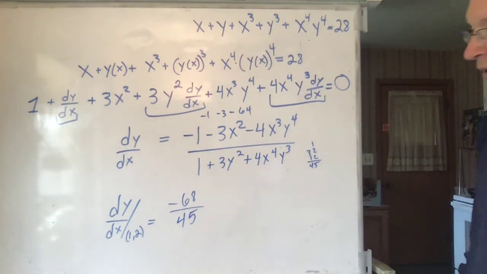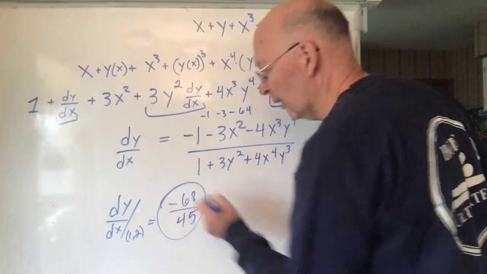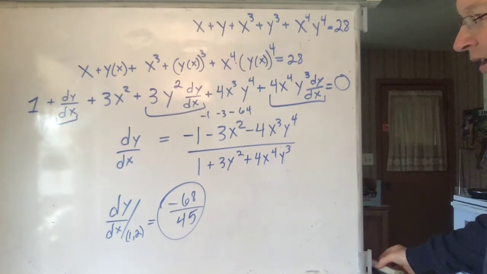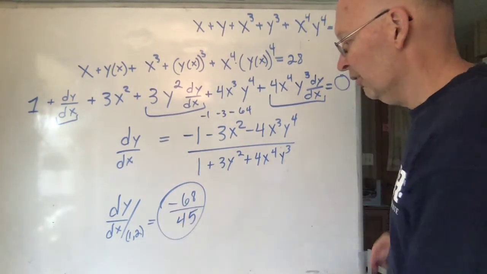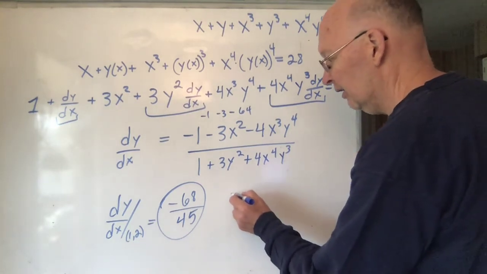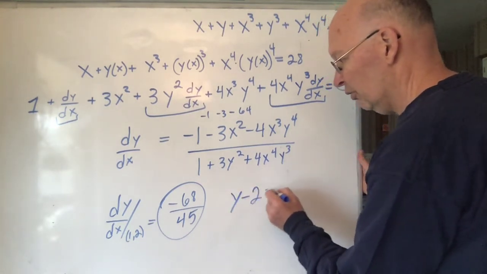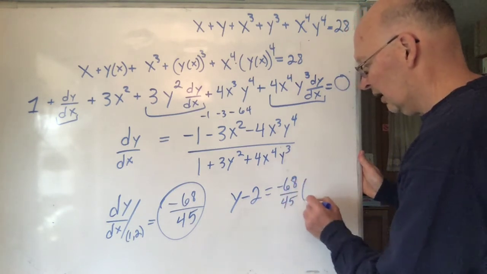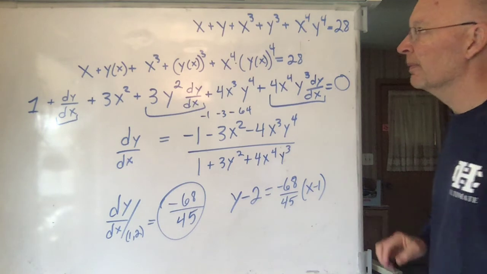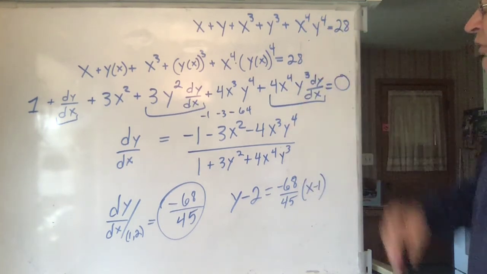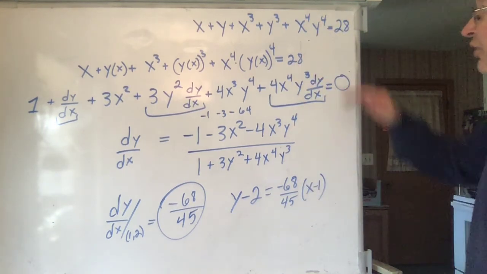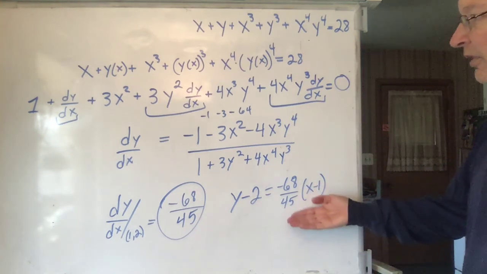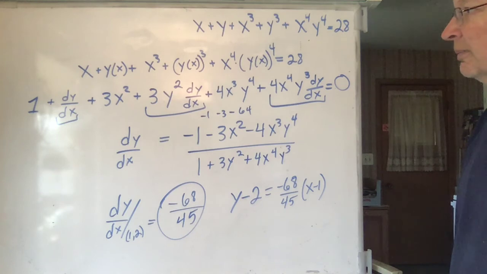So there's your slope right there at this particular point. So similarly again, if you wanted the equation of the line, you go what? y minus 2 is equal to negative 68 over 45 times x minus 1. And so there's kind of what you need to know about implicit differentiation. This is how it's used, and this would be a very typical kind of problem just to see how it can be used. Okay, that's it.